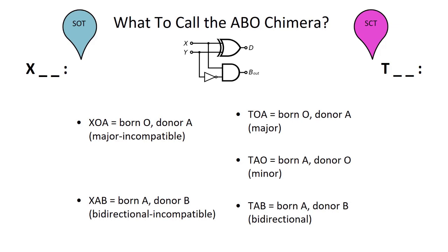And so the examples here, XOA is a person born group O with an A donor. That's a major incompatible solid organ transplant. An XAB is a bidirectionally mismatched born A donor B transplant scenario. The TOA is the BMT patient who was born O and transplanted to A. The TAO is the opposite, born A, donor group O. And the TAB is the bidirectionally mismatched BMT.